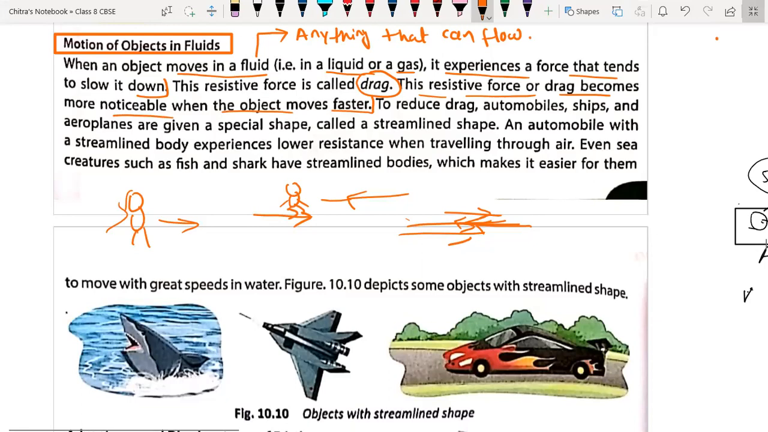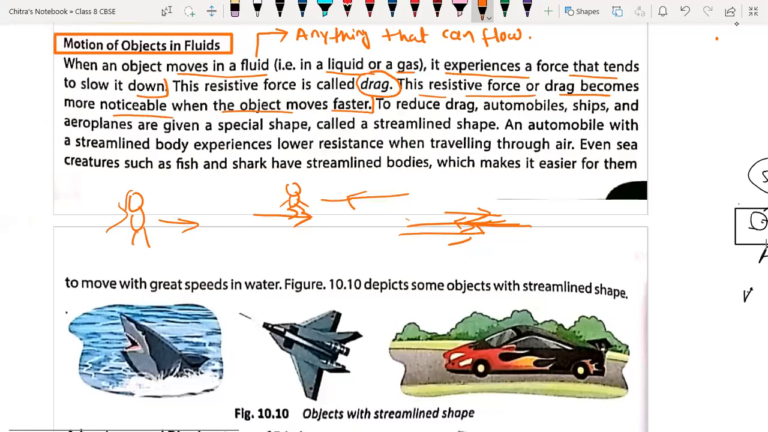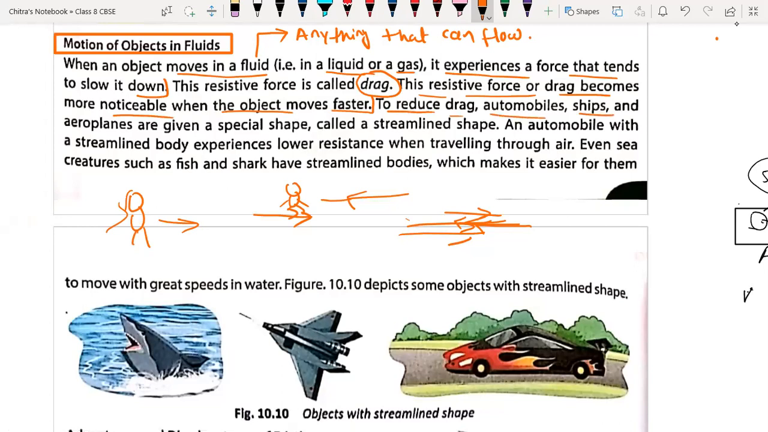Now next. When you feel that drag more when speed is very fast, to reduce the drag, automobiles, ships, airplanes, and the shape of birds too, are spindle shaped. Even submarines are given a particular shape so that they can reduce the resistance of water, and planes for air. It is spindle shape, or it is also called streamlined shape.